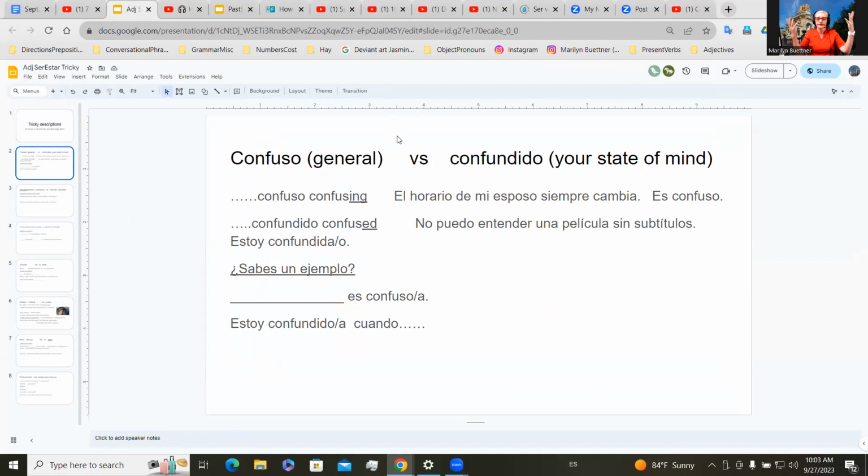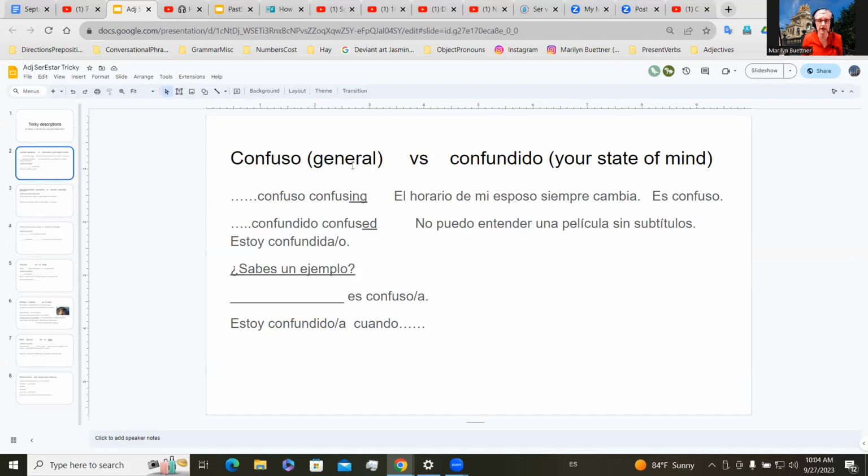This little bit on how confuso is different from confundido. Confuso is confusing. A thing is confusing, or a situation is confusing. And we tend to use this with ser. It is used differently than confundido. Confundido is the feeling. We use that with estar. So estar confundido means to be confused, meaning you feel that way.